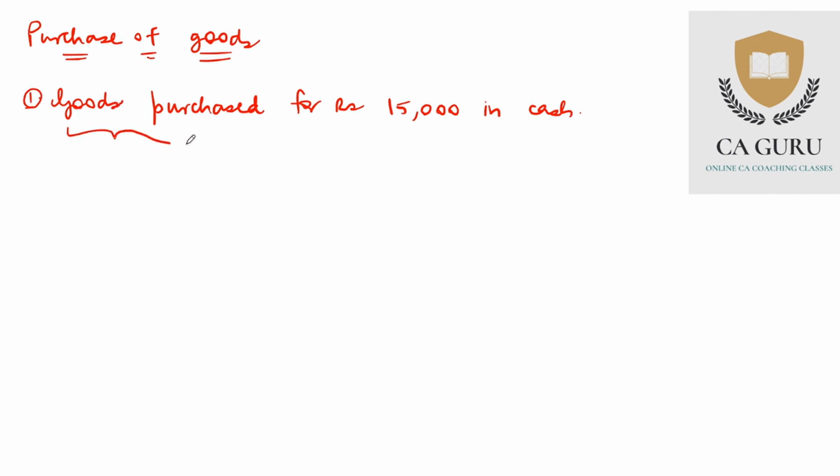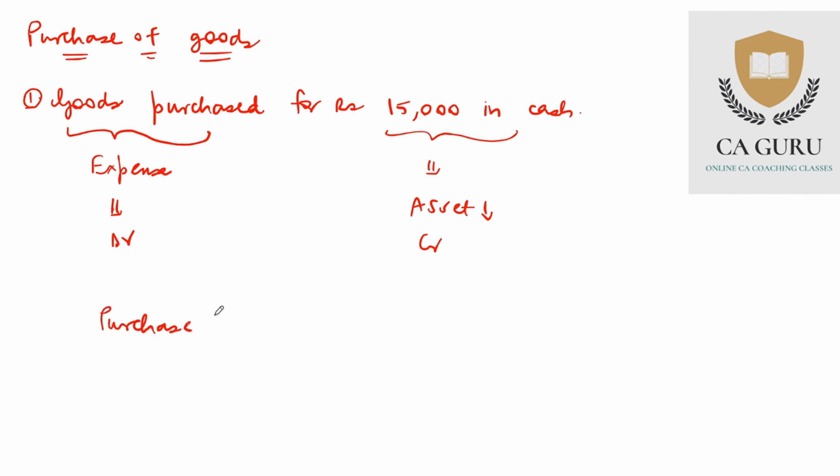Now purchases is like any other expense. You have to know that first of all, purchases is like any other expense. You will have to take it as an expense which is going to be debited. And cash paid means asset comes down. You will credit the asset. Now the journal entry will be purchase account debit to cash. Cash purchase has happened, so you will credit cash. 15,000 will be the amount.